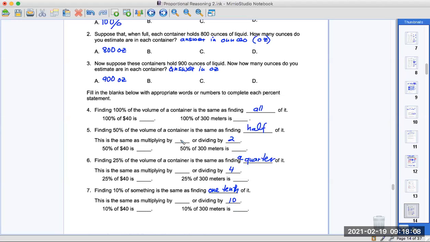But what do you multiply with? It's asking you, what are you multiplying by? Well, when you divide by 2, you multiply by 1/2. Multiplying by 1/2 is the same as dividing by 2. Okay. Dividing by 4, well, what would you multiply by? What is the same operation when you multiply? It's 1/4. You would multiply by 1/4. And here, divide by 10, you would multiply by 1/10.